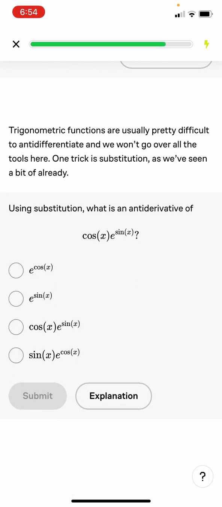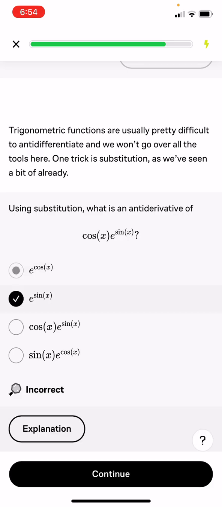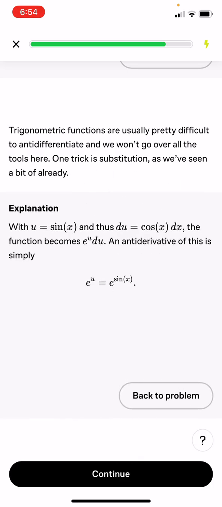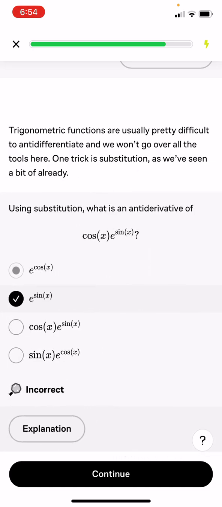Trigonometric functions are usually pretty difficult to antidifferentiate, and we won't go over all the tools here. One trick is substitution, as we've seen a bit of already. Using substitution, what is the antiderivative of cosine x e to the sine x? So it would just be e, to be honest. So it would have to be e. I guess, I know, e. Always e's derivative is e.